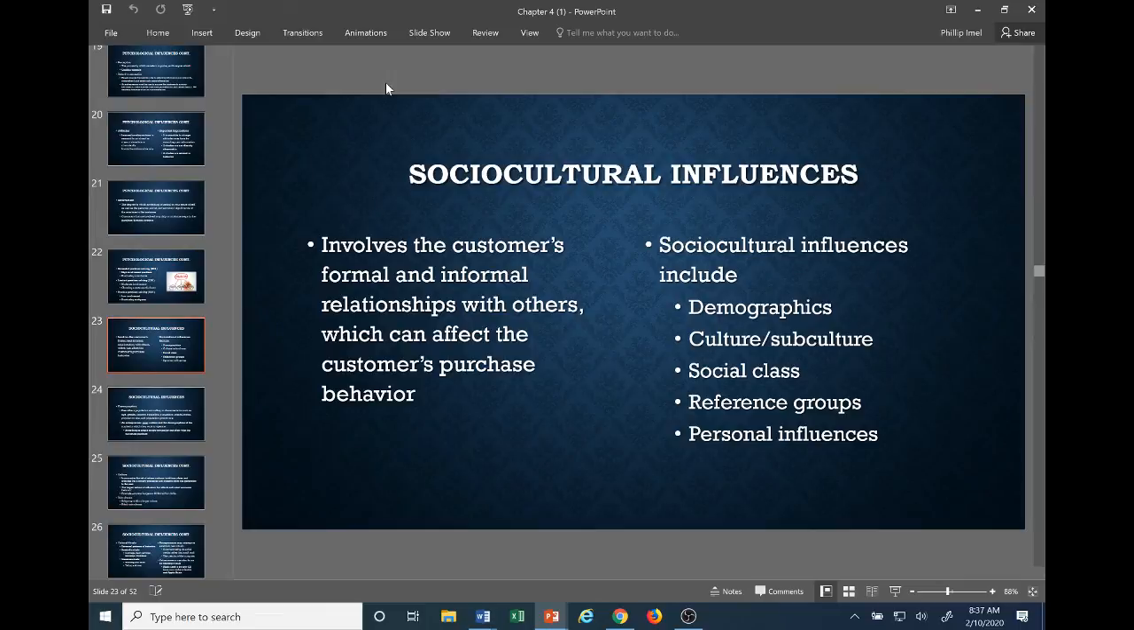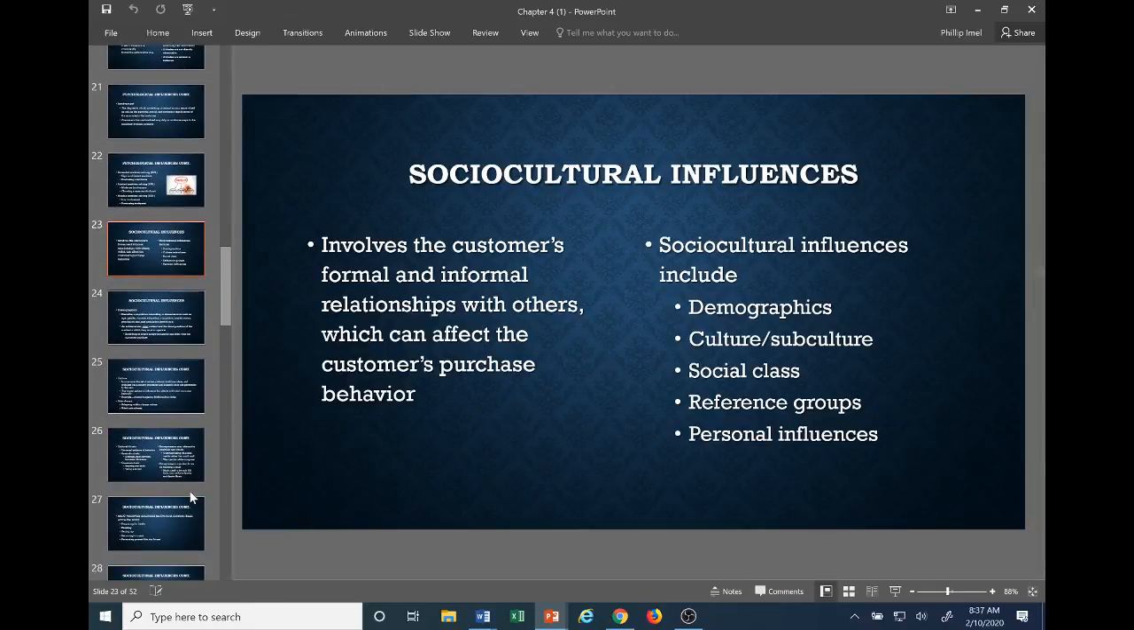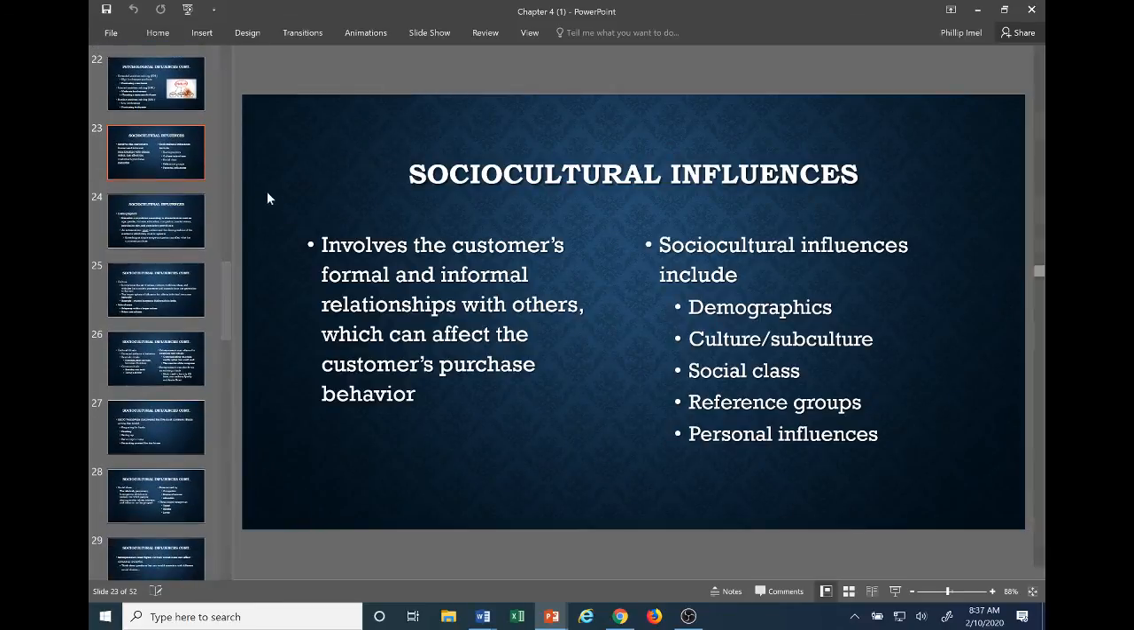Next, we'll get into social cultural influences. This involves the customer's formal and informal relationships with others, which can affect the customer's purchase behavior. The social cultural influences include demographics, cultural and subcultural, social class, reference groups, and personal influences. And we'll get into each one of these in more detail.